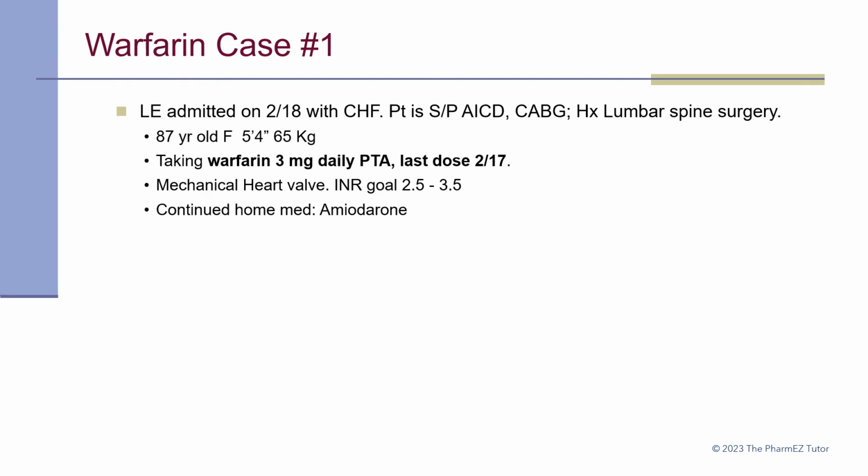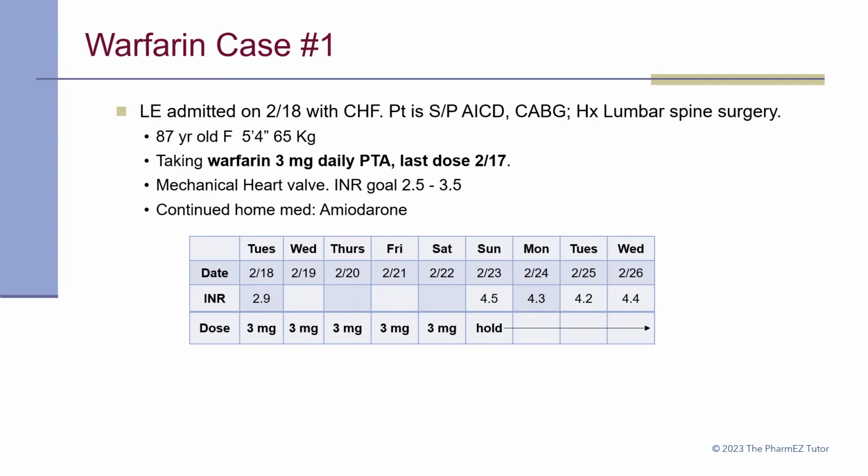And she's continuing her home medication, which is amiodarone. You can see on this grid that on Tuesday, February 18th, her INR was 2.9, and the 3 milligram dose of warfarin was continued from February 18th through February 22nd. On Sunday, February 23rd, the INR was 4.5, and the warfarin was placed on hold. Question: what could have been done to avert the elevated INR of 4.5?